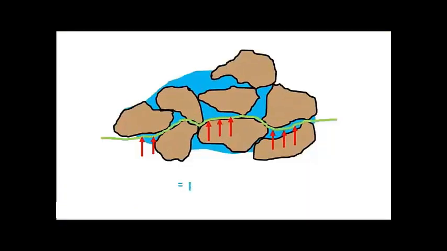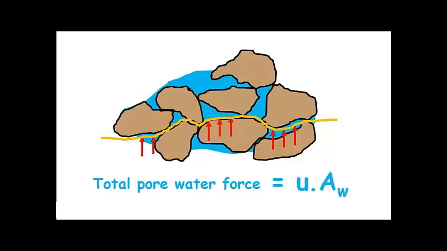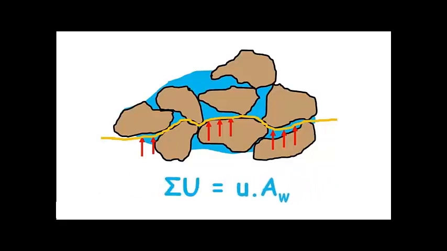Let's say the pore water pressure is small u at the plane. So the total force offered by pore water pressure is u multiplied by the area of voids in which water is present in this plane. We say that area as AW. Let's say the sum of all pore water pressure forces is summation u.